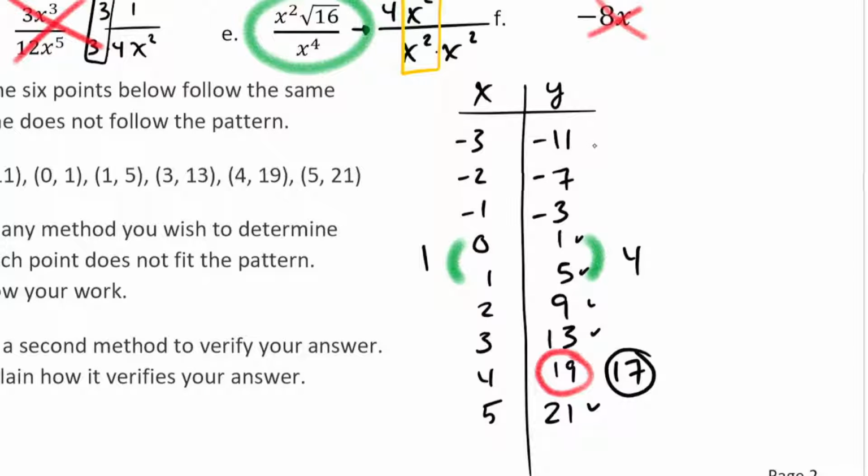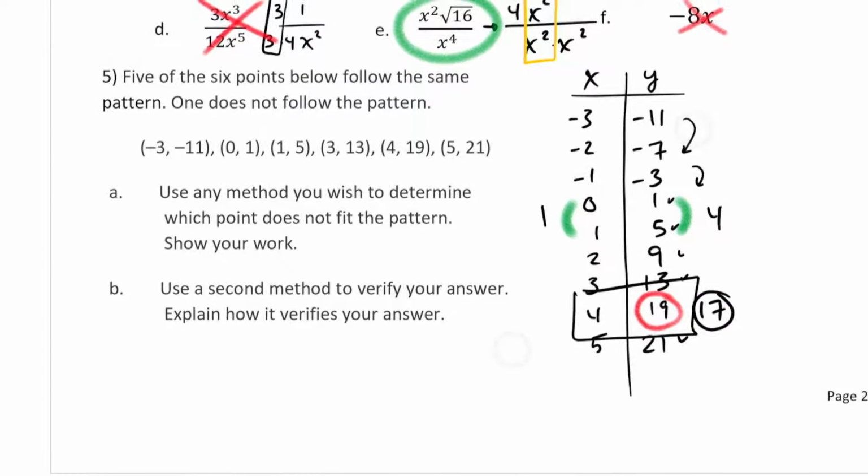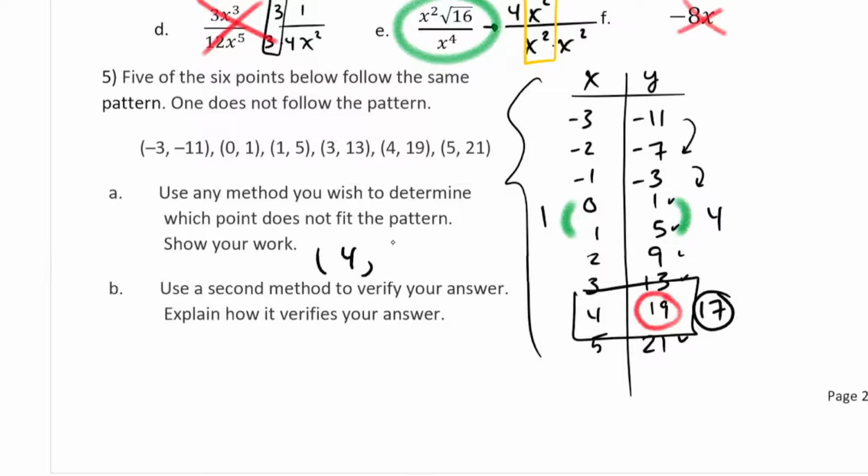Yeah, all of these follow this adding 4 pattern, right? Except this one value here. So I would constitute this as showing work. And the question is which point doesn't fit? I would say the point 4, 19 does not fit. And then it says, use a second method to verify your answer.